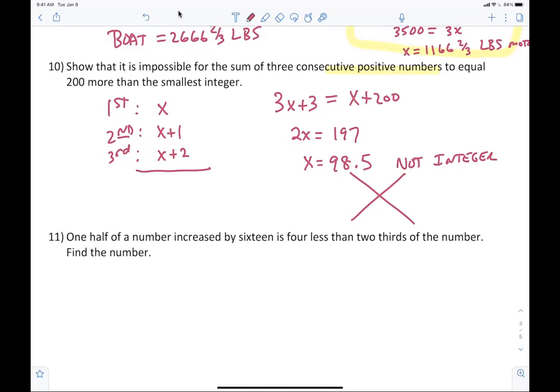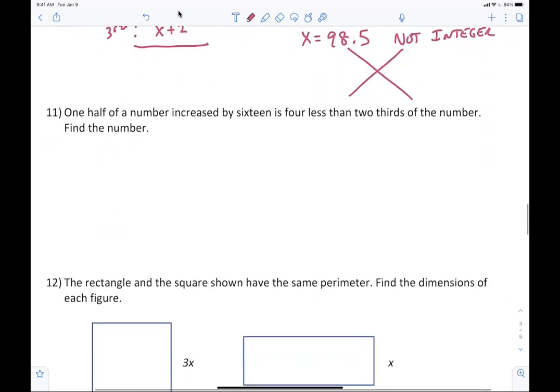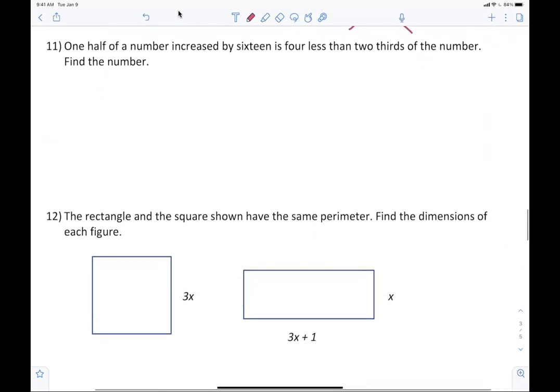All right. Now, again, I see some of you are working. Organizing, neater. Don't write all over the place. Organize your thoughts. Here we go. Number 11 should be easier. Half a number. How do I write half a number? 1/2 X plus 16 equals. Now, how do I write 4 less than? Minus 4. That's what I want you to be able to tell me. Yes, 2/3 X minus 4.